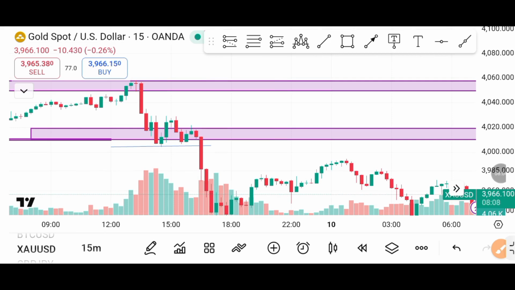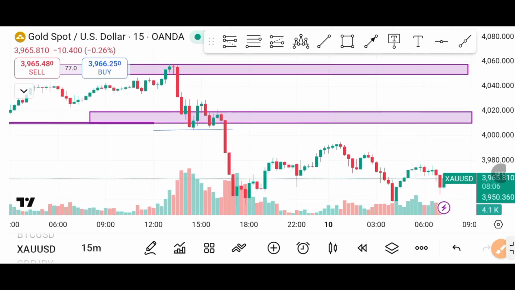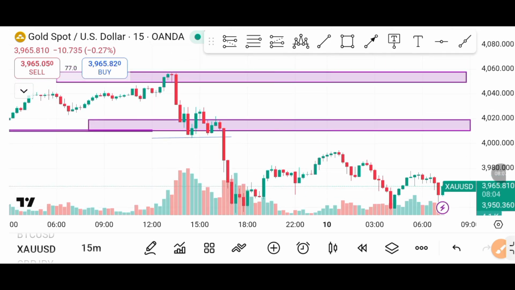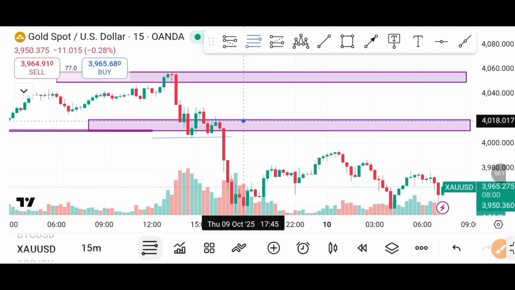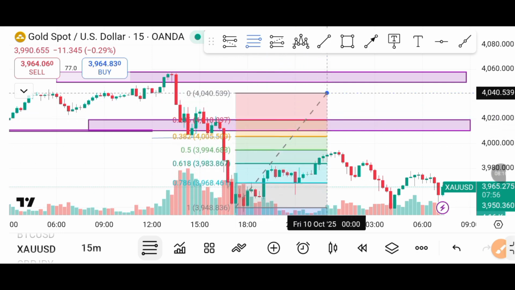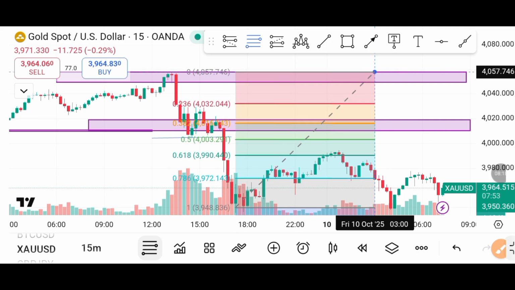We can do something right now. And what can we do? We can simply pull out our Fibonacci retracement tool. We take it from the swing low to the swing high. Now let's check that out. Okay. Now this is our Fibonacci from the swing low to the swing high.